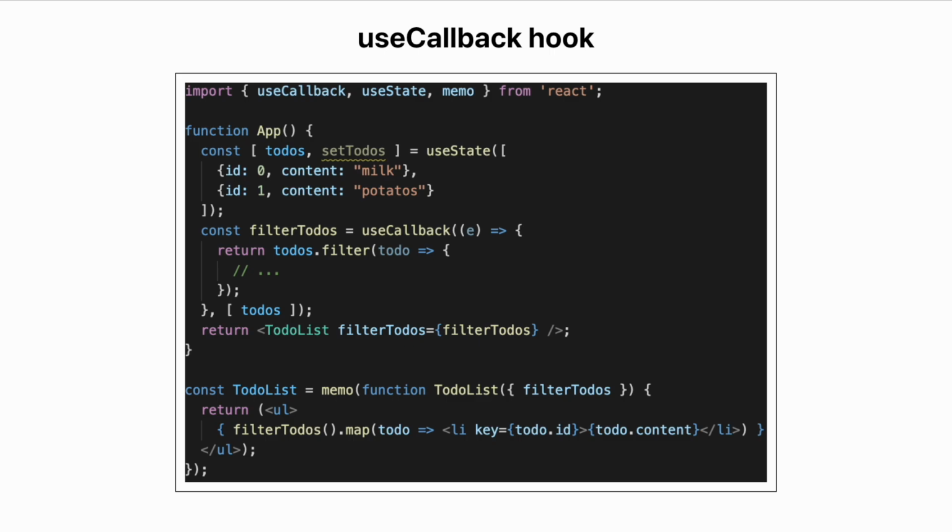If the TodoList component is expensive to build, we want to avoid re-render of this component if data is not changed. If filterTodos is defined as a normal function, then it will be a different function definition whenever the App component is re-rendered. Then it will re-render the TodoList component also. By using this pattern, that is using useCallback or useMemo with memo of component, we can make React skip re-rendering of a component.